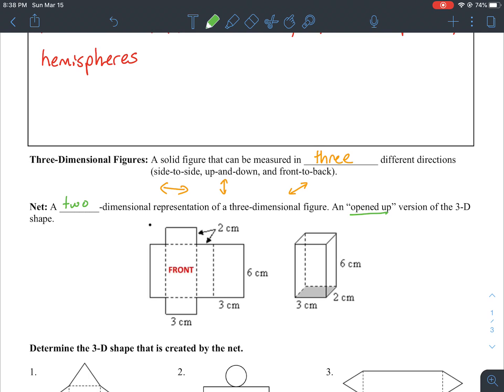A very, very real life connection to this would be like if you were to take a box and then break it down, which a lot of people will do to make more space. They'll break a box down so that it lays flat. That's kind of the idea as to what's going on here.